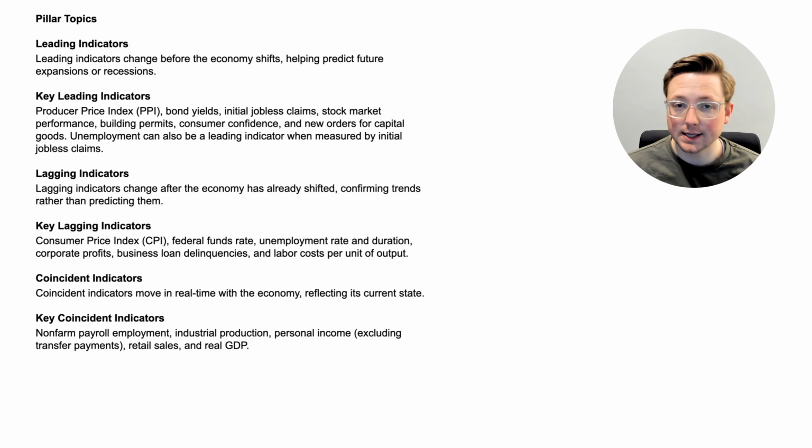Now let's talk about coincident indicators. Coincident indicators move in real time with the economy, reflecting its current state. And let's talk about the key coincident indicators you should know: non-farm payroll employment, industrial production, personal income, and that would be excluding transfer payments. That's not something you necessarily need to pay too much attention to, but I wanted to make sure that was there. Retail sales and real GDP.